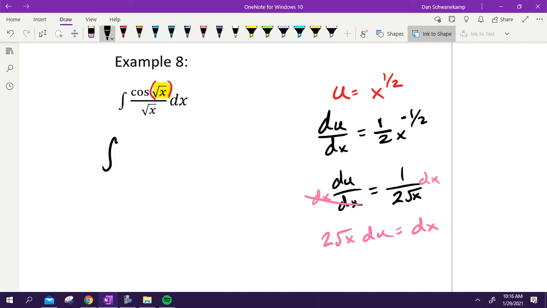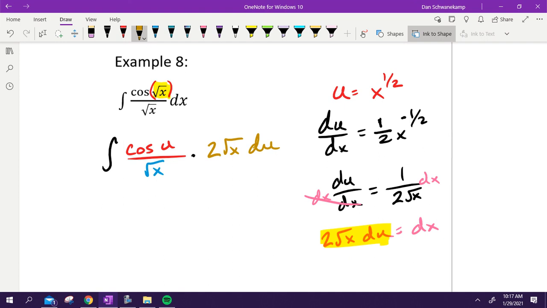We're integrating. What can I write on top? Cosine u. What can I write on bottom? Square root of x. Do not substitute in for that. We want that to go away. Okay, we don't want multiple u's in my problem. This is just square root of x. Then what we can do is substitute in what dx is. Dx is 2 square root of x du. I'm sorry, du.